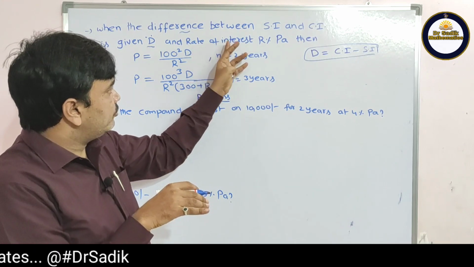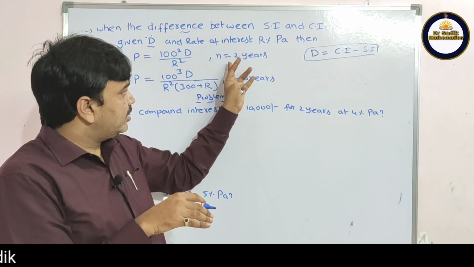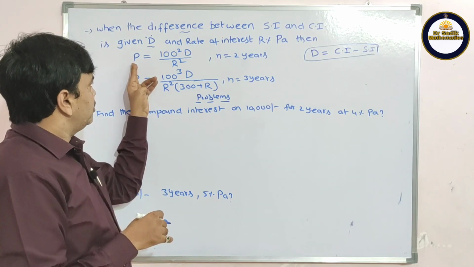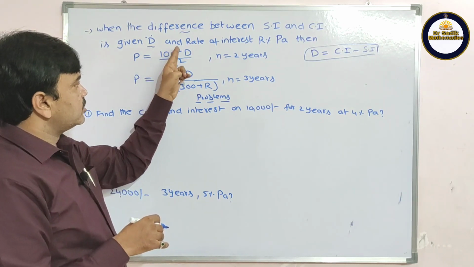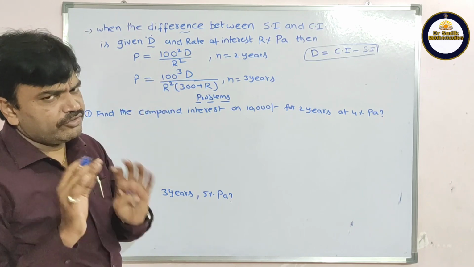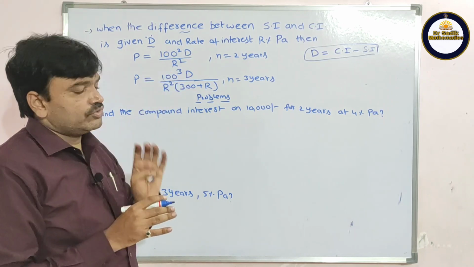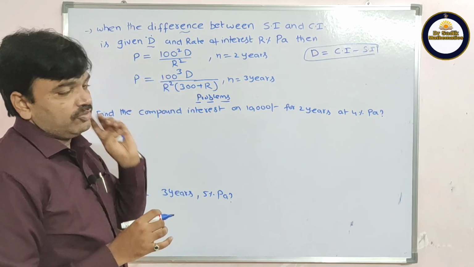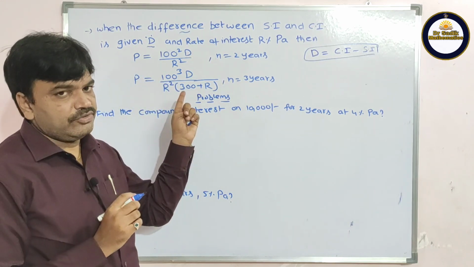At the rate of interest r% for n is equal to 2 years, you get the formula P is equal to 100 square D by r square. What, friends? 100 square D by r square. The formula is very important, friends. You have to remember this formula.